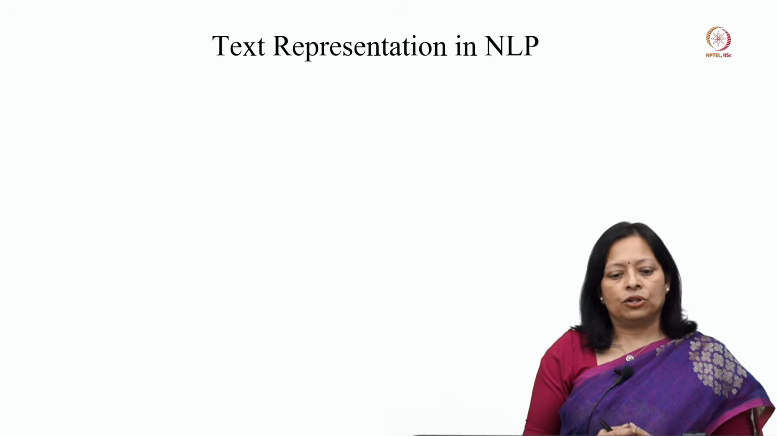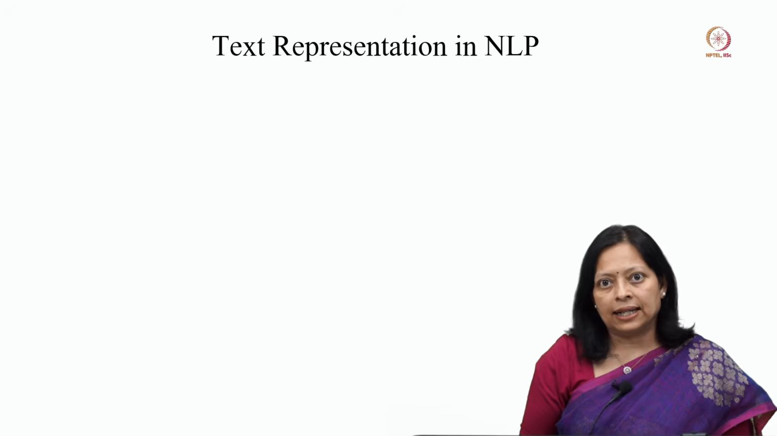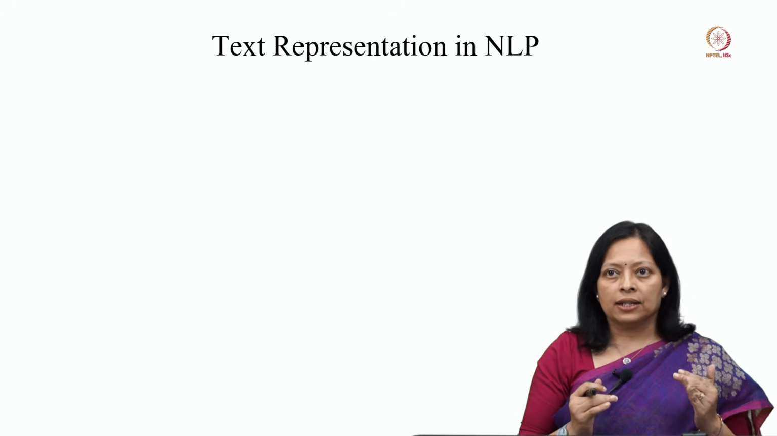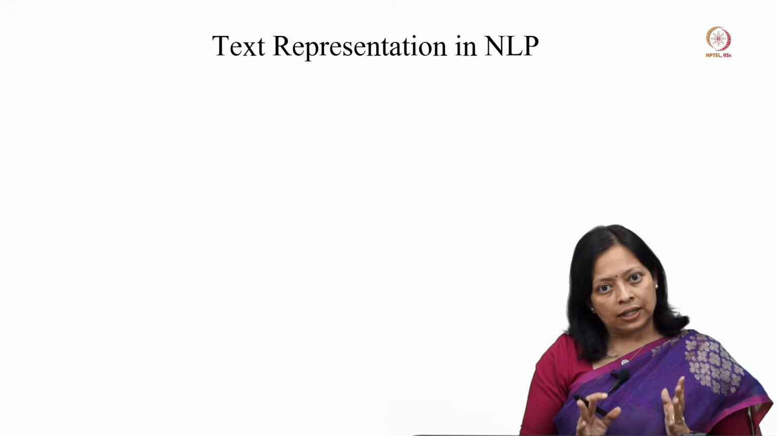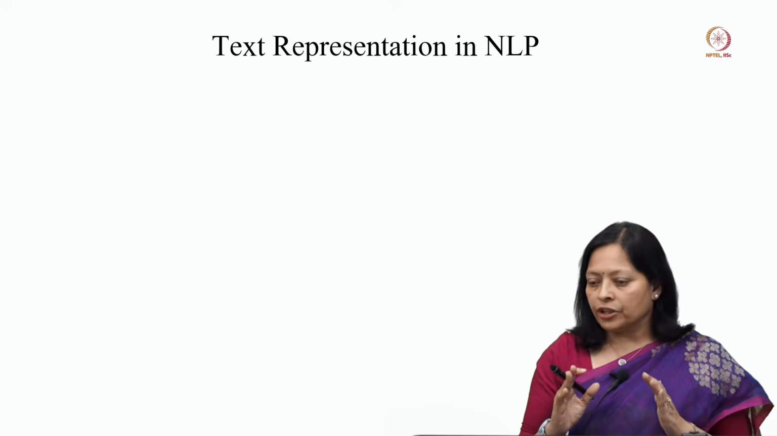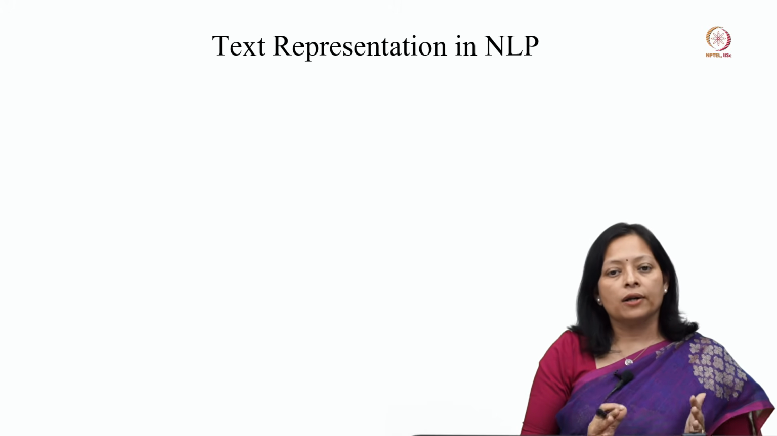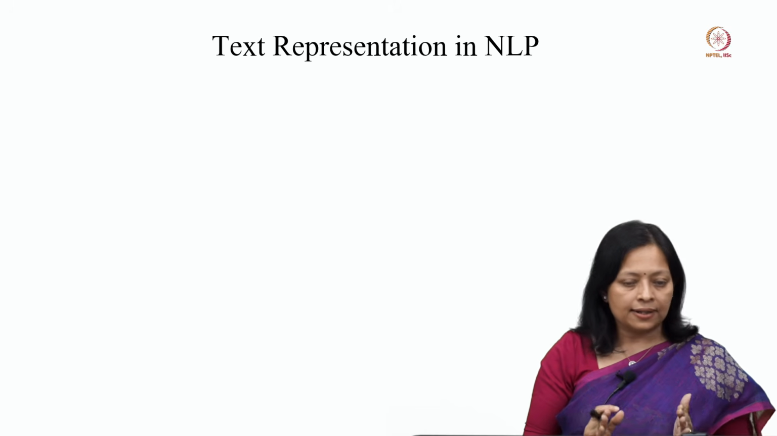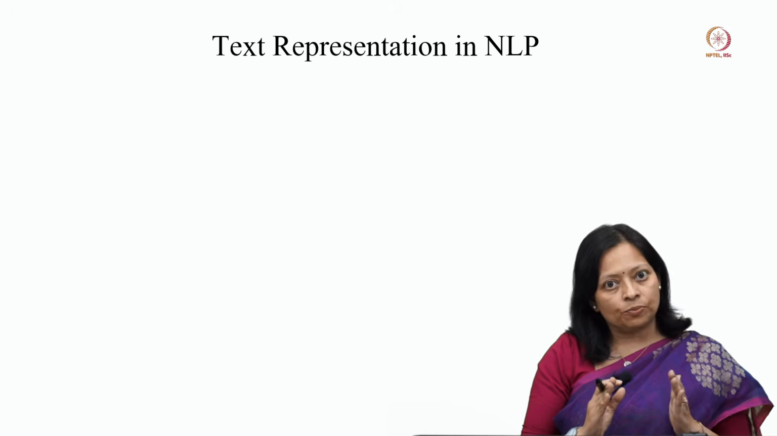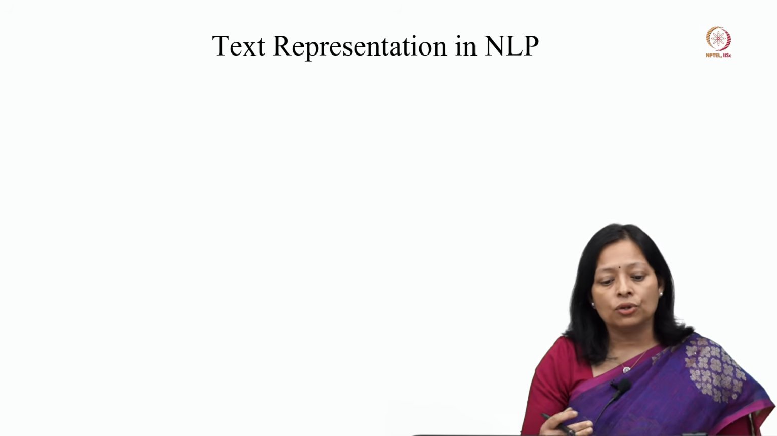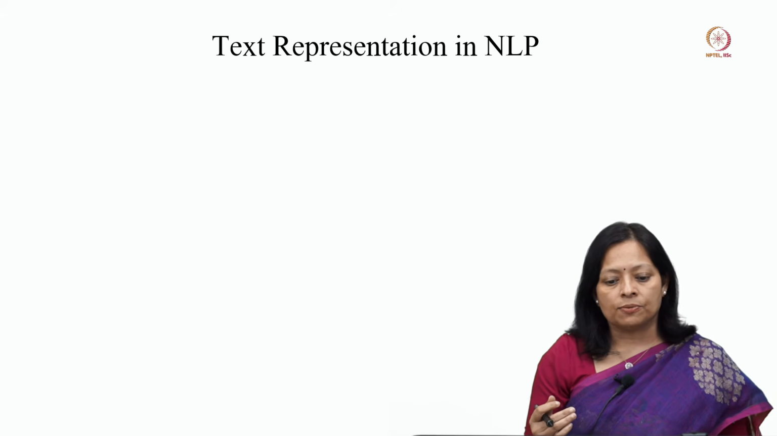Then we come to something called text representation in NLP. Till now we have seen the various kinds of text pre-processing, and as I said in the beginning, this text pre-processing is required for the machine to understand what meaning is conveyed by the sentence. Now, text representations in NLP: we will look into what exactly text representations mean and how they are achieved.